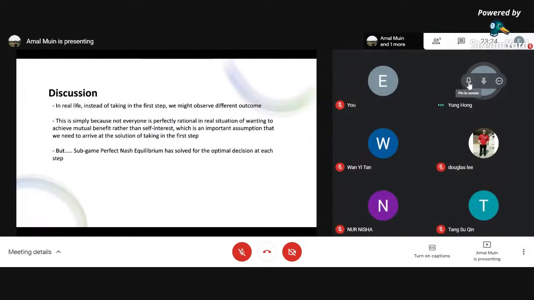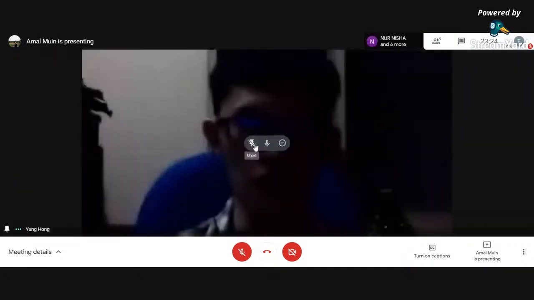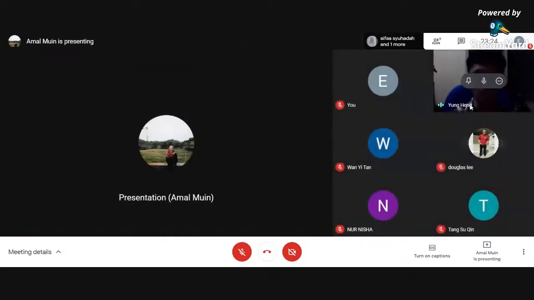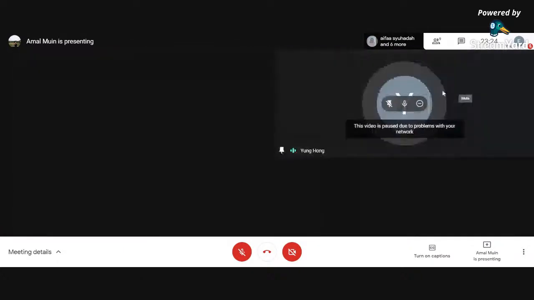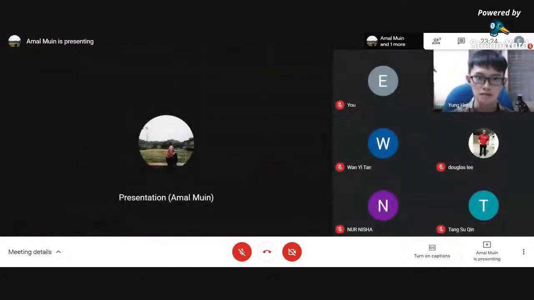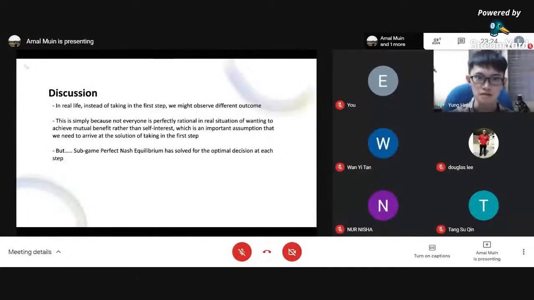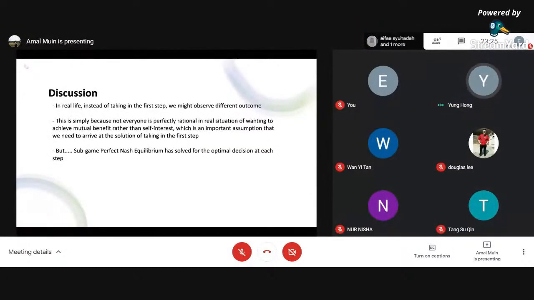For the discussion, in real life, instead of taking in the first step, we might observe different outcomes. This means that in real life, one may actually end up in the second or third subgame. They may choose to take a different step. This is simply because not everyone is perfectly rational in real situations, wanting to achieve mutual benefit rather than self-interest, which is an important assumption that we need to arrive at the solution of taking in the first step.